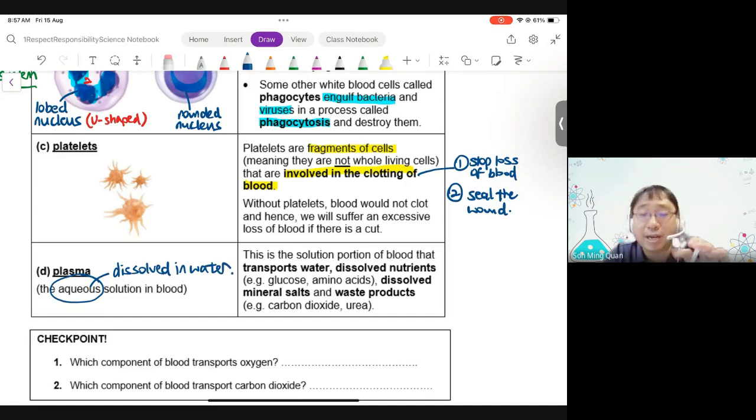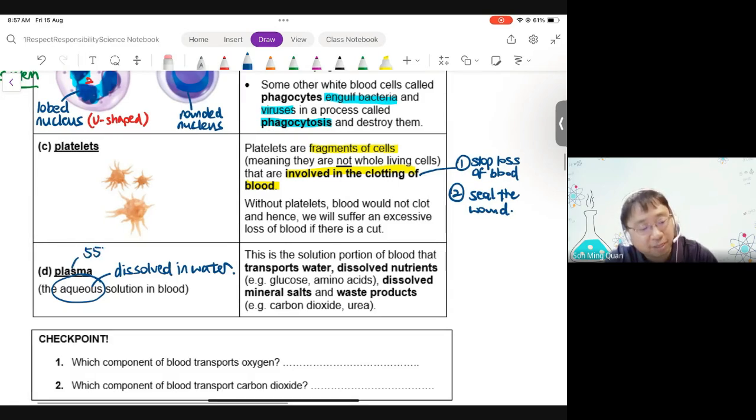So plasma is basically the solution portion of blood, and plasma is about 55% of blood. So actually most of the blood is plasma. Okay, but plasma is not cells. Plasma is just a solution which transports water, dissolved nutrients. Dissolved is a very important word here. The nutrients must be dissolved in the water because this is a solution.